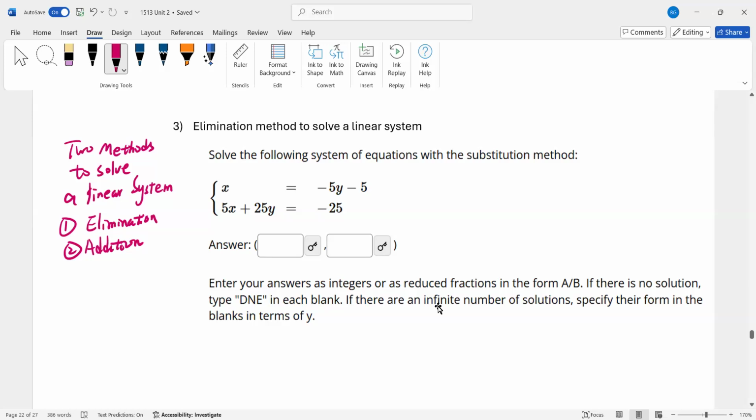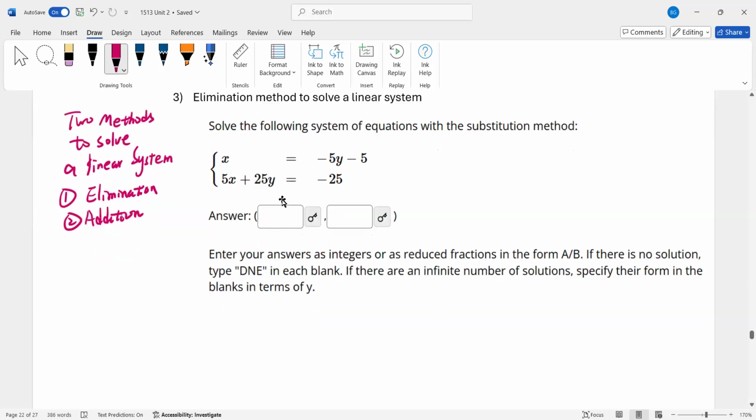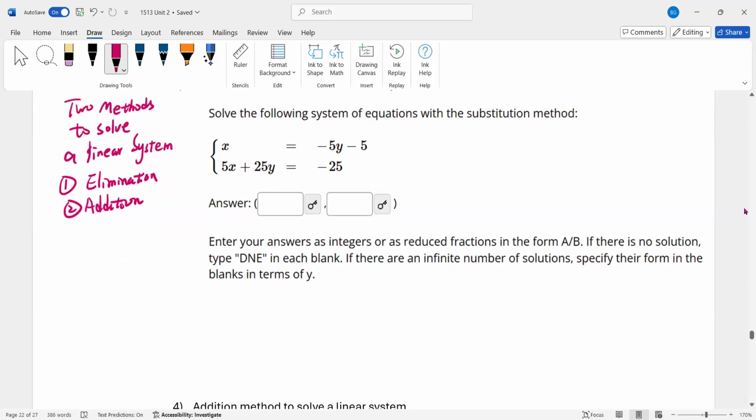Okay, let's look at a specific problem. This system, oh, actually our book does do this. Some books don't even have that. That's good. I'm going to label the first equation number 1, second equation number 2, all right? First equation is x equals -5y minus 5. Second equation is 5x plus 25y equals -25.